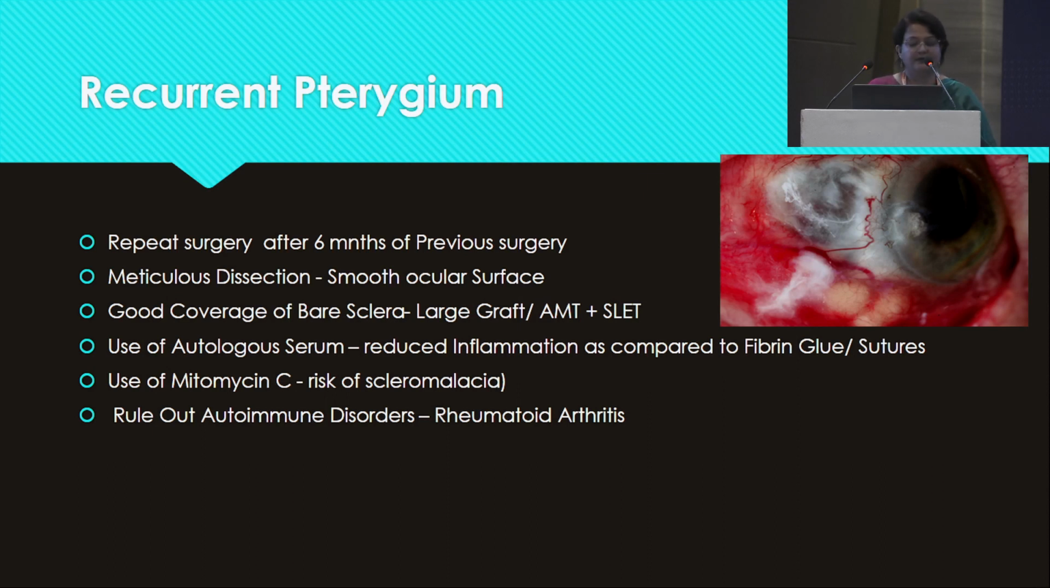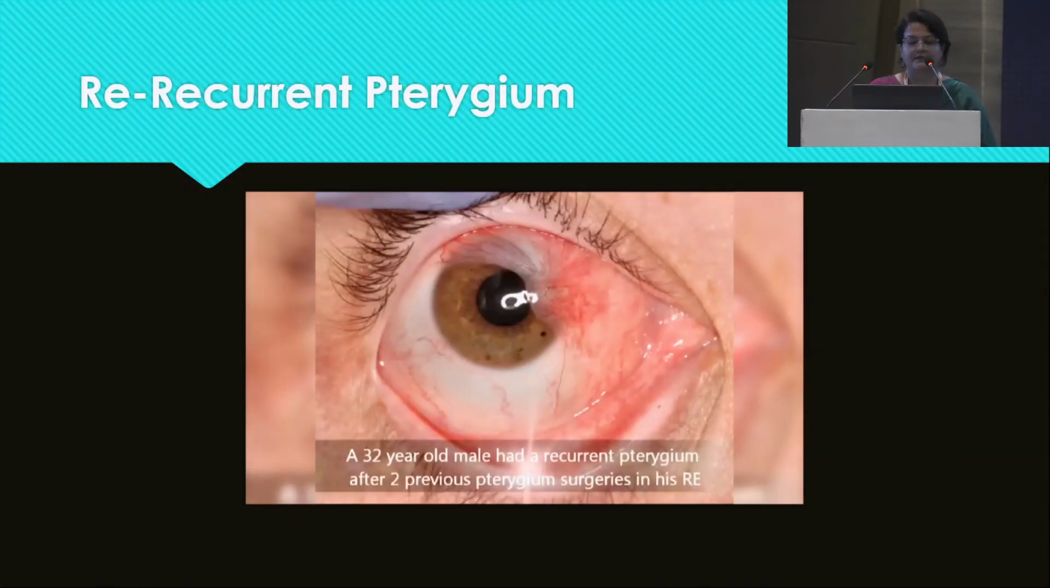Autologous serum is preferred because it shows reduced inflammation as compared to fibrin glue and sutures. And in such cases, we have to use antimitotic agents if required. However, you have to be aware of the risk of scleromalacia. And if a patient has a history of autoimmune disorders, especially rheumatoid arthritis, then it is very, very risky because it causes scleral melt. So this is a 32-year-old male who had a recurrent pterygium after 2 previous surgeries.